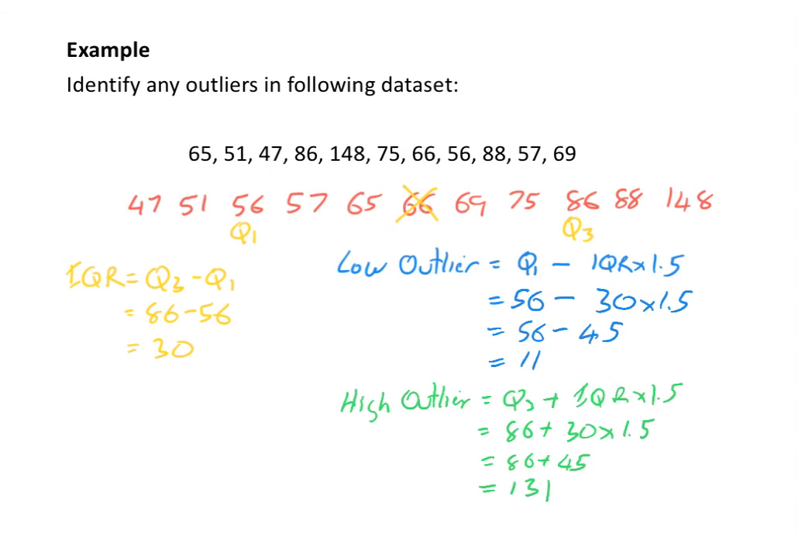So going back and having a look at my original data set, I've got no values below 11, but I do have a value above 131. So my outlier within the data set is going to be 148.